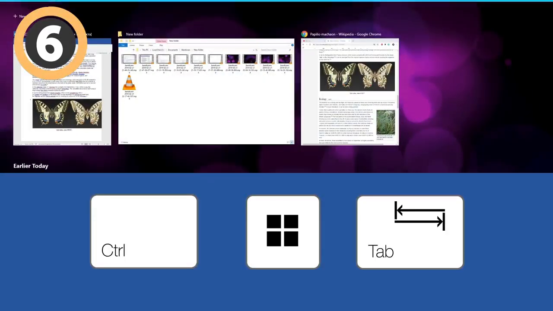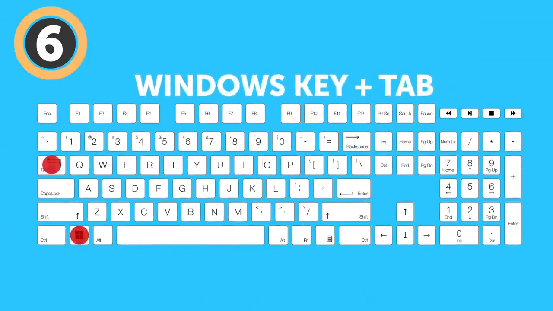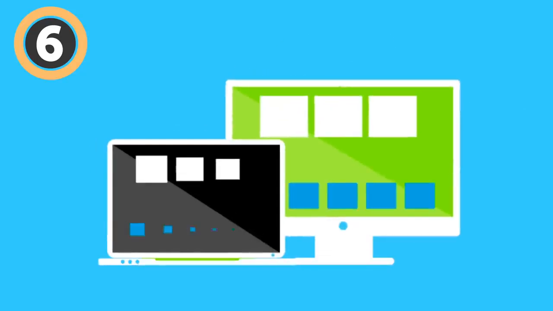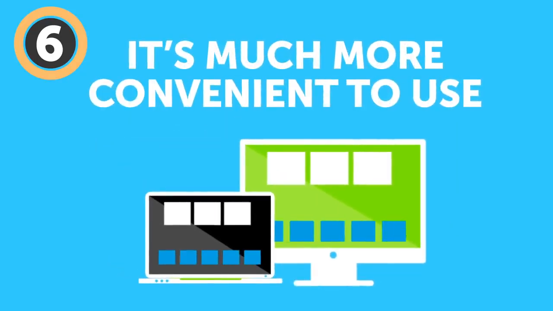Another way to open the task view, press the Windows key plus Tab. This is the PC equivalent to the Mac's Mission Control. It provides a broader view of open windows and available desktops, and it's much more convenient to use.